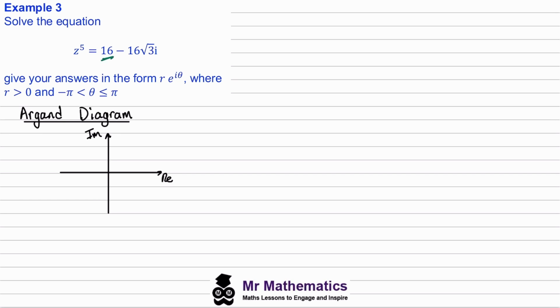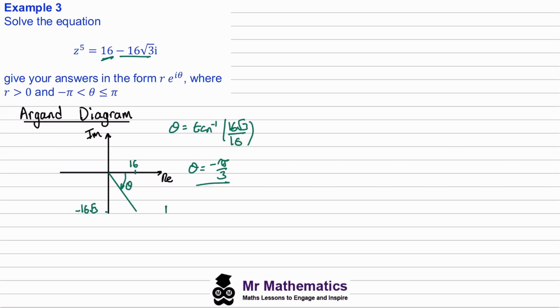We've got a real part of 16 and an imaginary part of negative 16 root 3. So our complex number will be about here, and this will be theta. So theta will be the arctan of the opposite divided by the adjacent, and this works out as negative pi over 3.